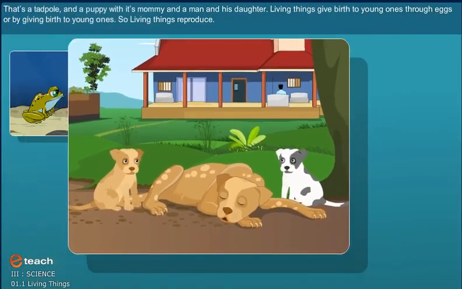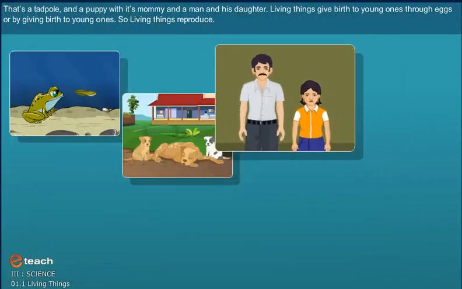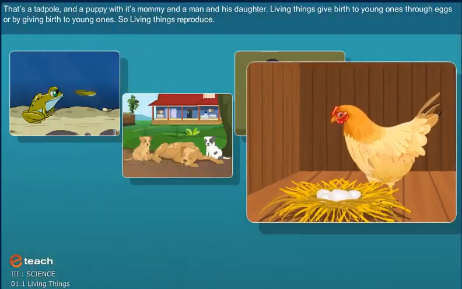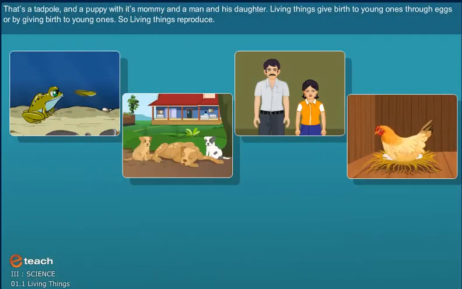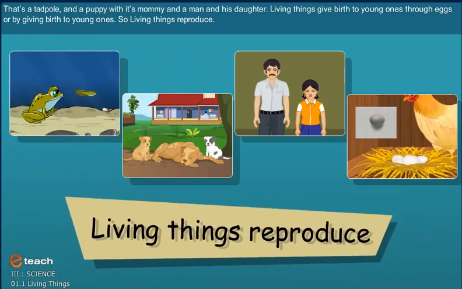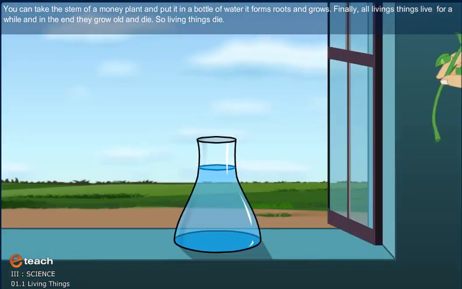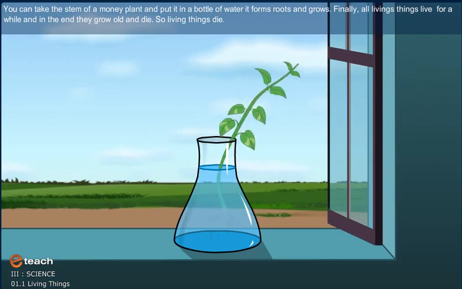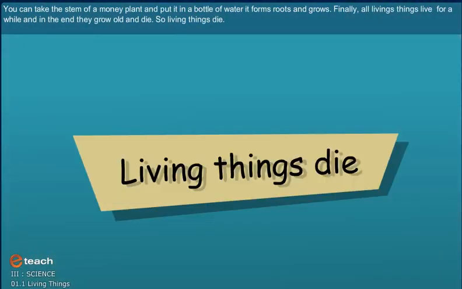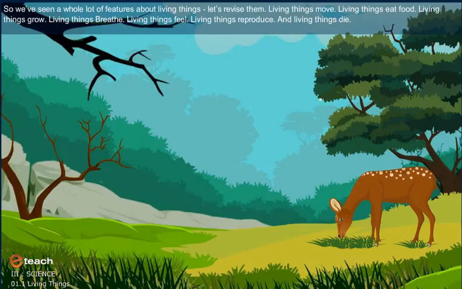That's a tadpole, and a puppy with its mommy, and a man and his daughter. Living things give birth to young ones through eggs or by giving birth to the young ones. So living things reproduce. You can take the stem of a money plant and put it in a bottle of water. It forms root and grows. Finally, all living things live for a while and in the end they grow old and die. So living things die. So we have seen a whole lot of features about living things.